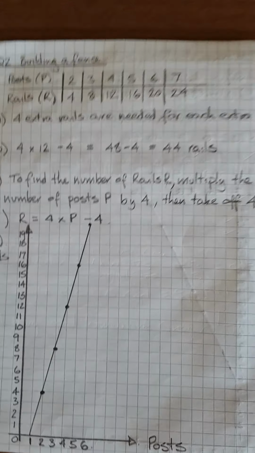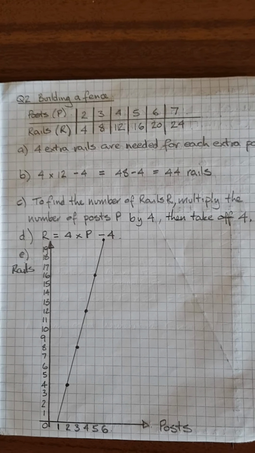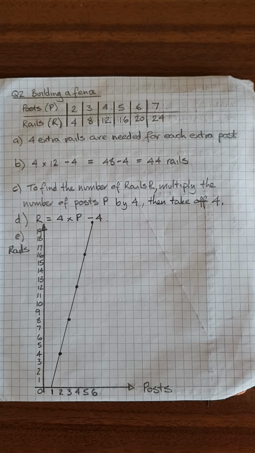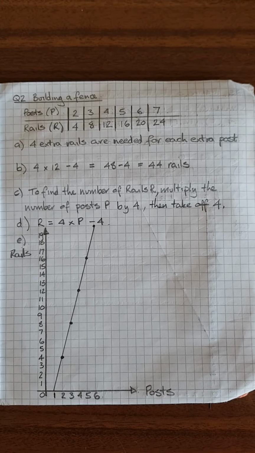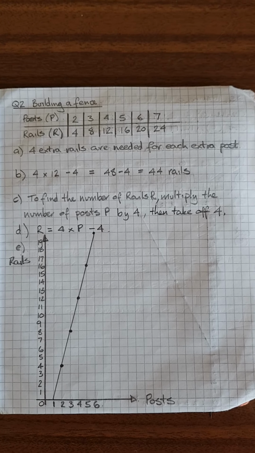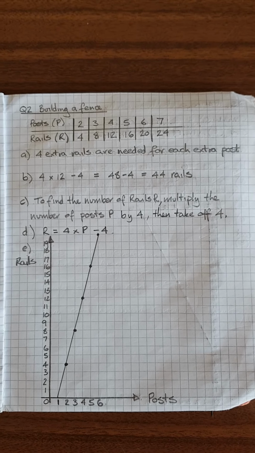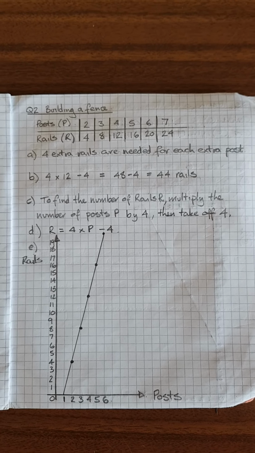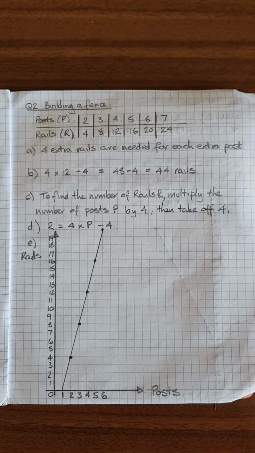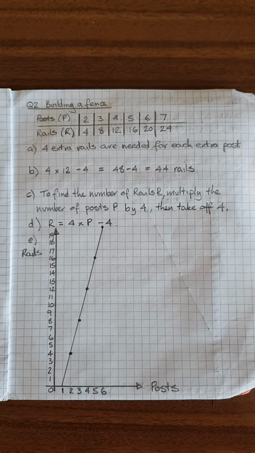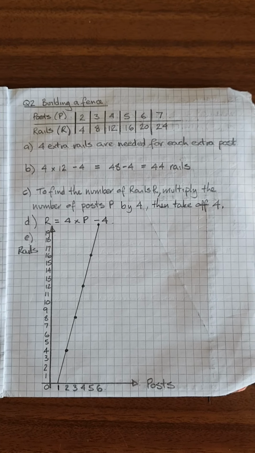For question 2, building a fence, there are my answers. So 4 extra rails needed for each extra post. 4 times 12 take away 4 is 48, take away 4 is 44 rails. To find the number of rails R, multiply the number of posts P by 4 and then take off 4.